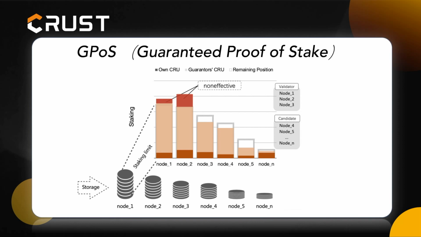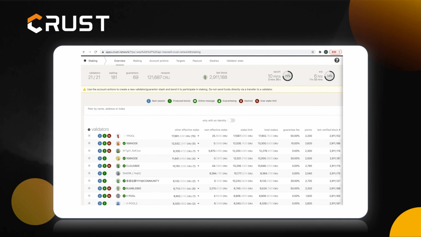So, how does the guarantor choose the node and stake for him? This is the staking page of Crust Maxwell Preview Network apps. Here you can see the list of validators, and the network has calculated the staking limit for each node through a formula. Guarantee fee represents the income ratio when the guarantor stakes CRU for this node, and this fee rate is set by the node.